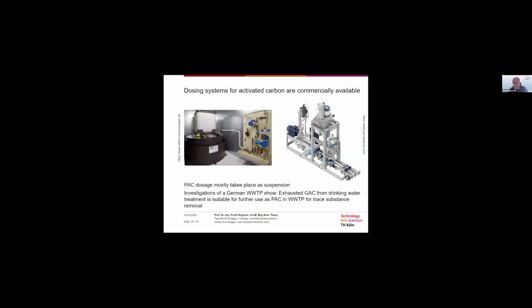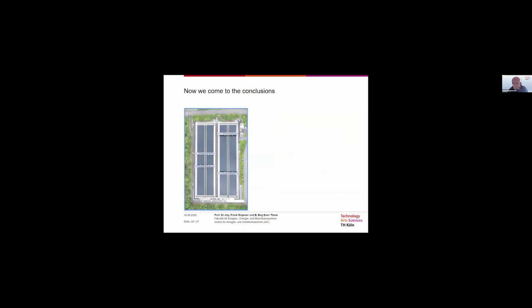So how could it look? These are two examples of the dosage of powdered activated carbon. This is commercially available. That's state of the art in principle. So it could be done and implemented quite easily, and you see that the footprint is also quite small.